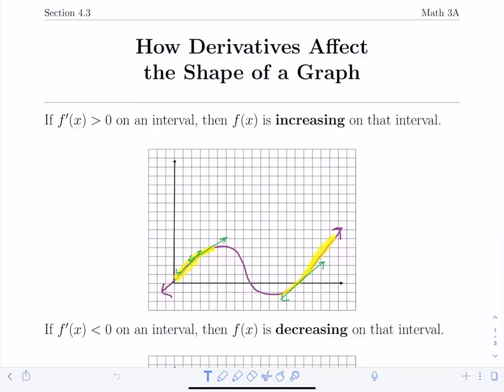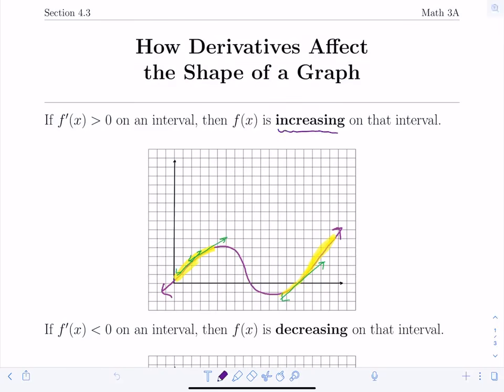Section 4.3, Calculus 1, how derivatives affect the shape of a graph. So first fact, if f prime of x is greater than 0 on an interval, then that means that f of x, our original function, is increasing on that interval.